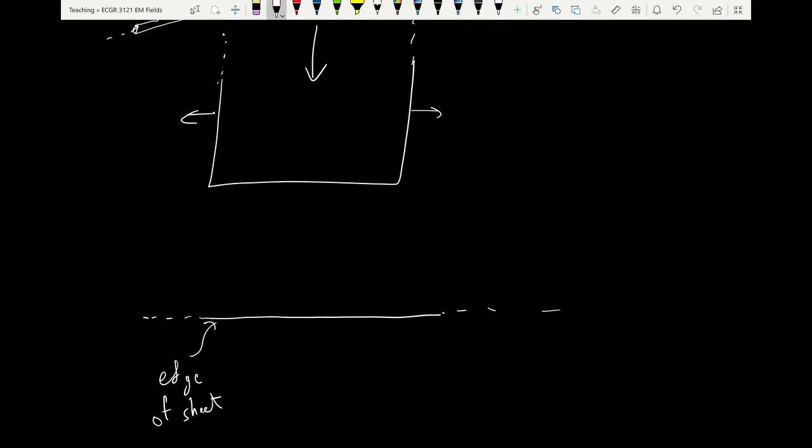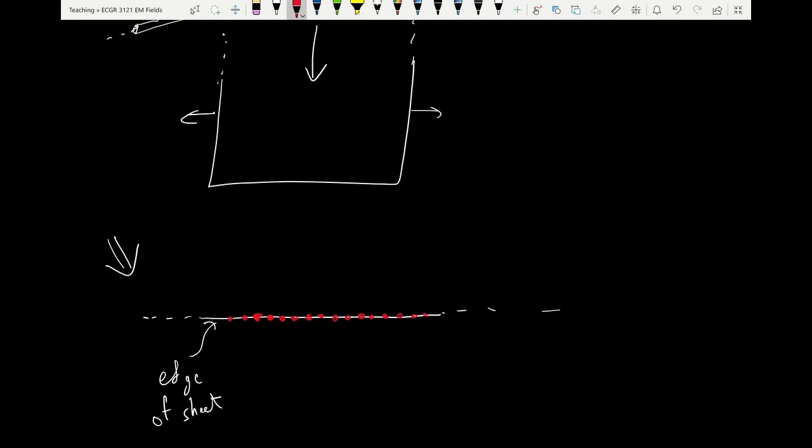First we have to determine, from this perspective, is the current flowing into the board or out of the board? So let's choose a current that's flowing out of the board, and I represent that by dots. The infinite amount of current filaments are flowing outside the board and towards us.